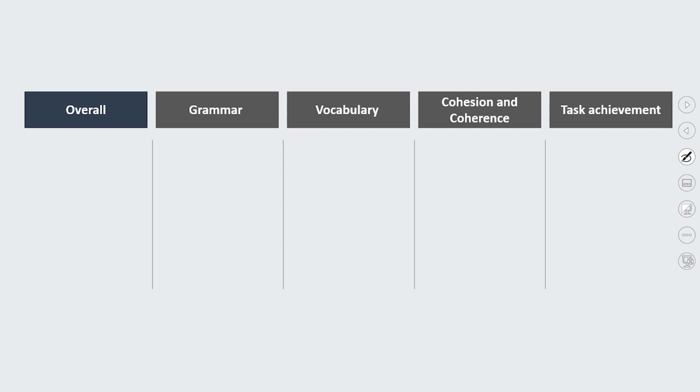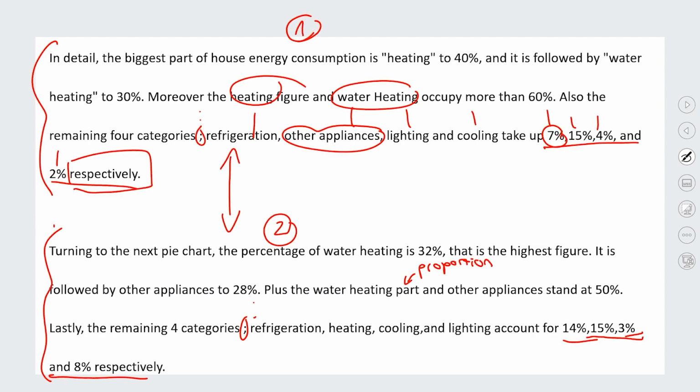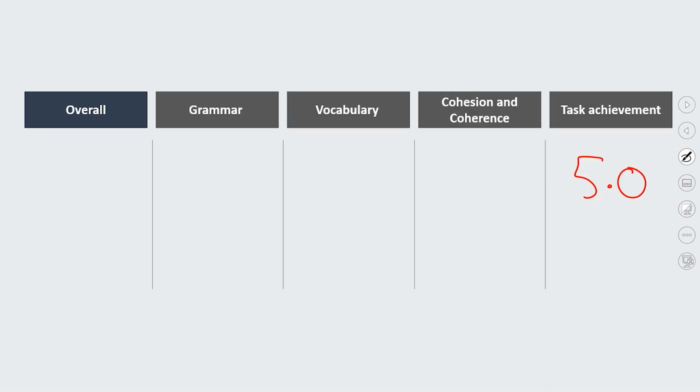So if we're looking at task achievement, I would be giving a 5. They did describe the data, and that's fine. For coherence and cohesion, they did turn to the next paragraph in detail, plus they used 'respectively'. So coherence and cohesion, probably a 5.